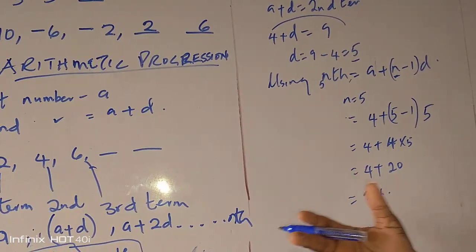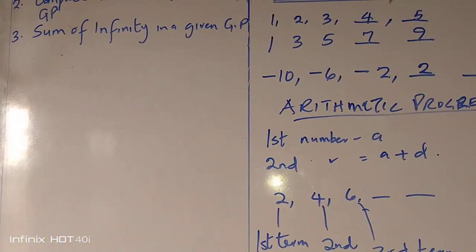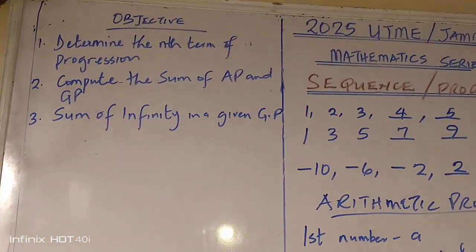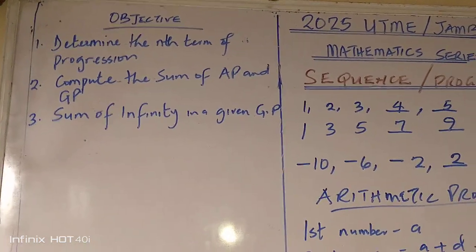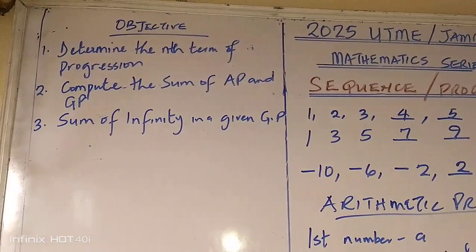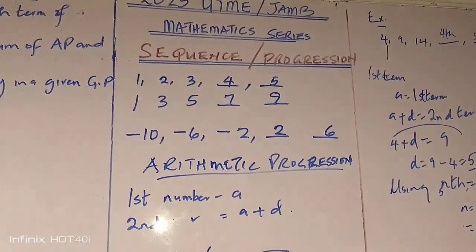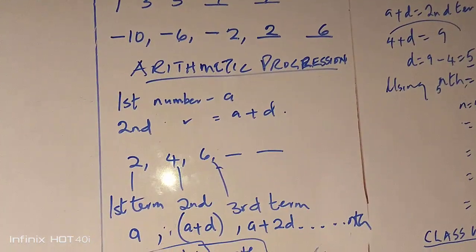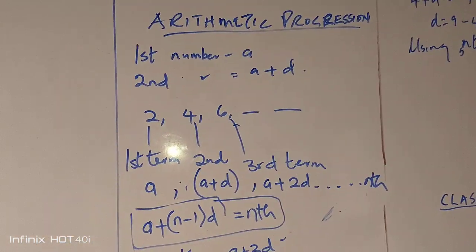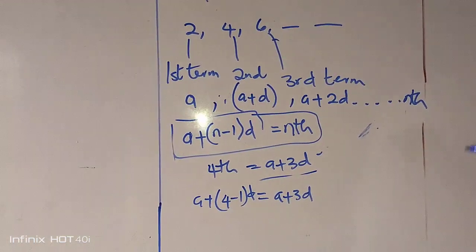So the scheme has asked us to not just stop at this level, but to also look at what we call the sum of AP. So I will quickly give us a classwork that we can solve on our own under this series, so that by the time we continue, you will have done it.